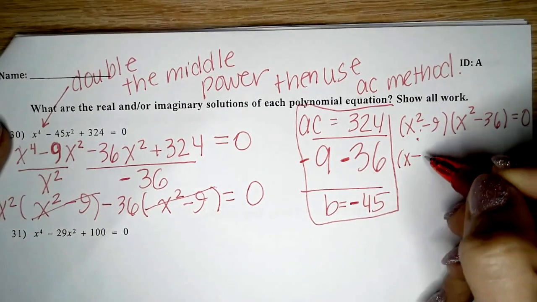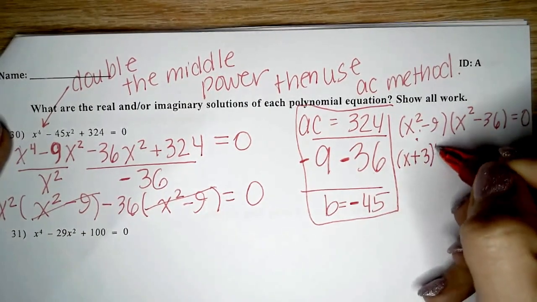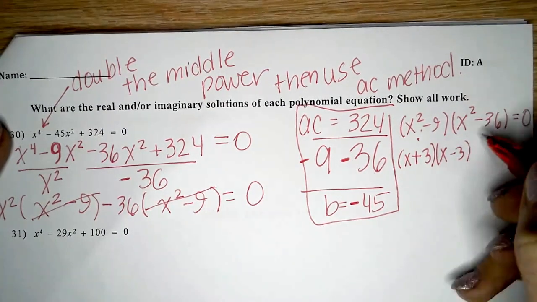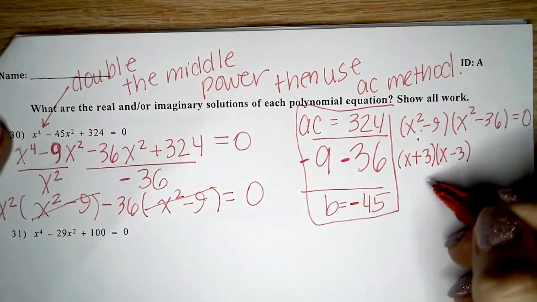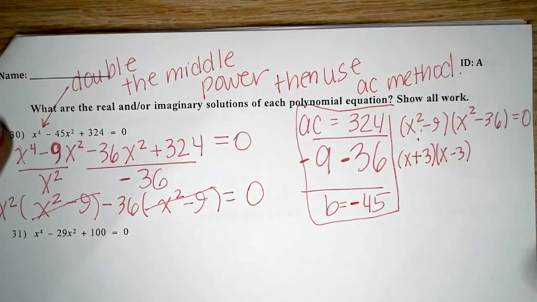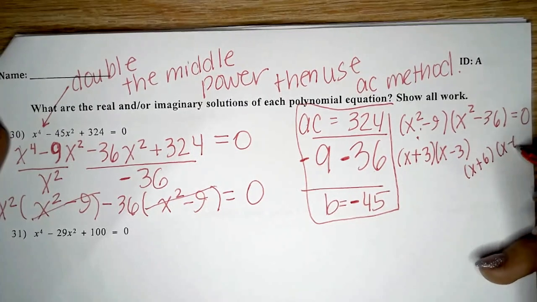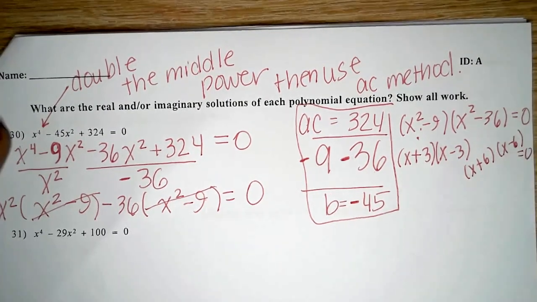X plus 3 and X minus 3. And what about x squared minus 36, Cairo? If x squared minus 9 just factored to x plus 3, x minus 3, how about x squared minus 36? Good. X plus 6, x minus 6 equals 0. I got to finish this.